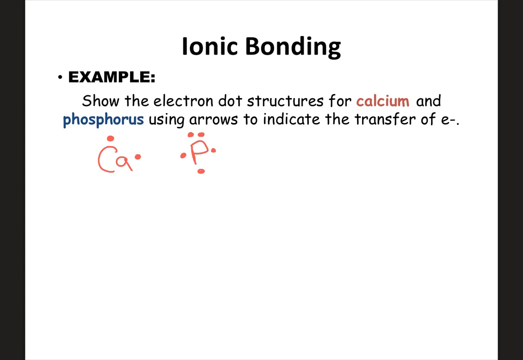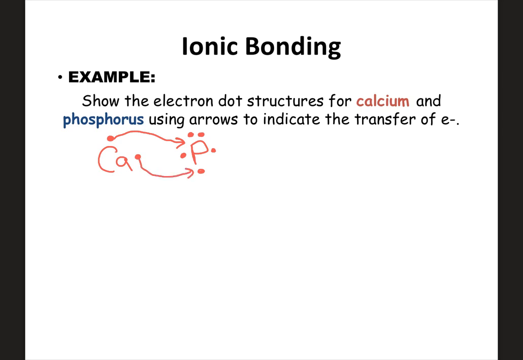All right, and now the transfer is going to take place. The metal always loses, the non-metal always gains. But in this example, calcium needs to get rid of two. All right, and phosphorus wants to accept three because phosphorus just has five, so he wants three more in order to get eight. So calcium will send his valence electrons to an empty space on the phosphorus.